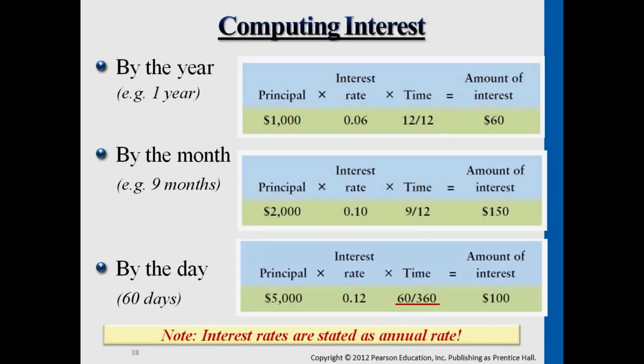Don't forget that the interest rate given to you is always an annual interest rate. So as long as this is not a yearly note, you have to figure out the time period. If it's a yearly note, that'd just be 1, because it's an annual rate. On a monthly basis, 6 over 12, 9 over 12, depending on how long the note is. If it's on a daily basis, divide by 360.